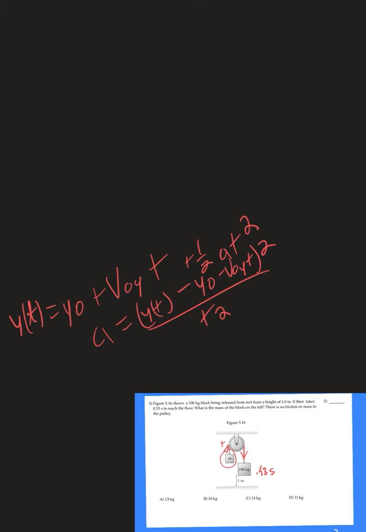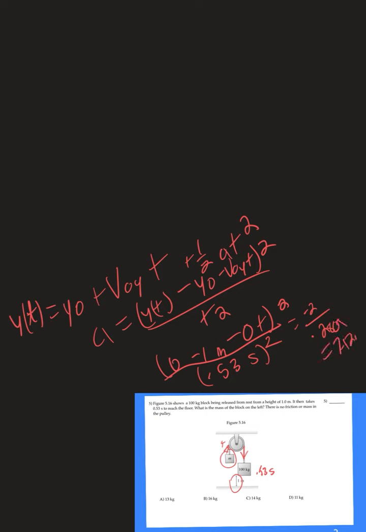So what we must do is put it in, and we get 0 minus 1 meter, because 1 meter down, minus 0 times t, plus 1/2 a times 0.53 seconds, that's the time it took, squared. That gives us negative 2 over 0.2809, which gives us 7.12 meters per second squared.